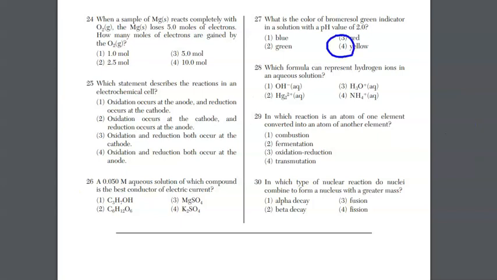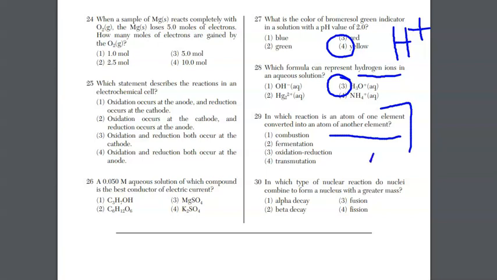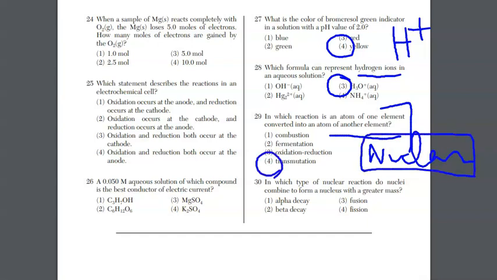For 28, which formula can represent hydrogen ions in an aqueous solution? Hydrogen ions, of course, is H+. The other way it's represented is the hydronium ion, which is H3O+, which is water with H+ on it. For 29, in which reaction is an atom of one element converted to an atom of another element? The only time this is going to happen is with nuclear reactions. And that means that the nucleus is changing and we have transmutation.